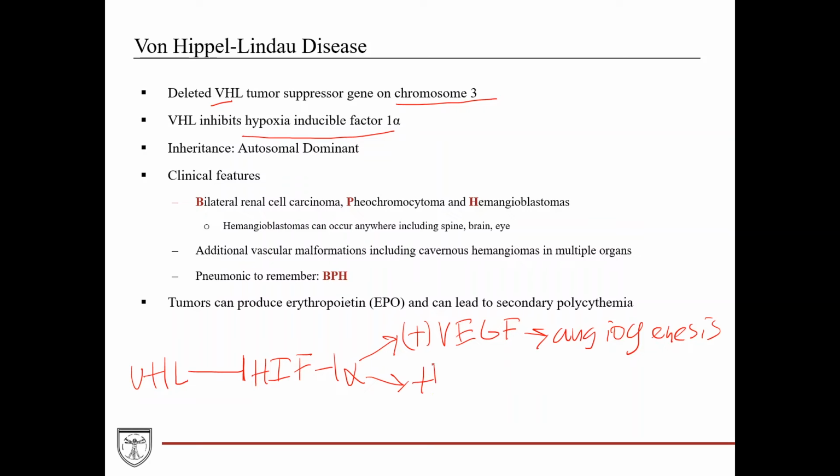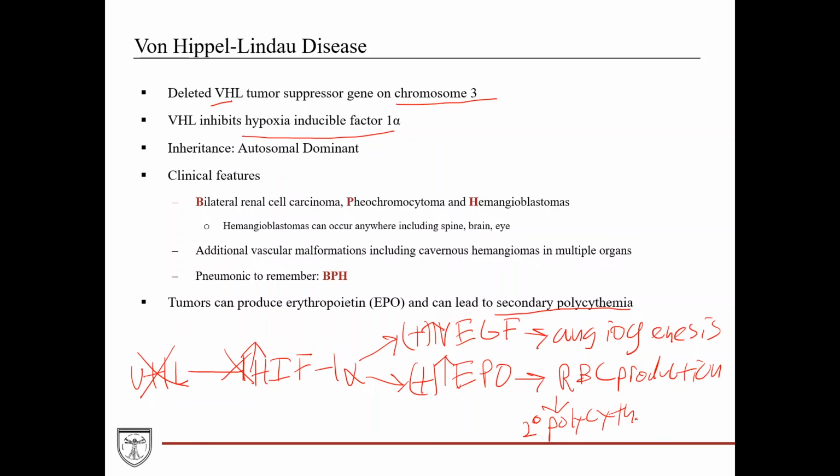The other thing it stimulates the production of is erythropoietin, or EPO, which stimulates red blood cell production in the bone marrow. The problem is if you have lost VHL, you lost this checkpoint or regulation of HIF1 alpha, so it's dramatically increased, and then you have increased levels of VEGF and increased erythropoietin. And as we say here, increased erythropoietin can lead to secondary polycythemia.